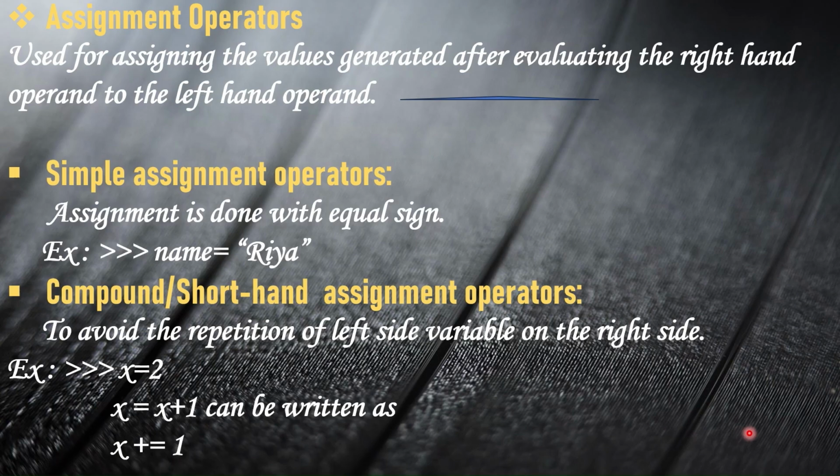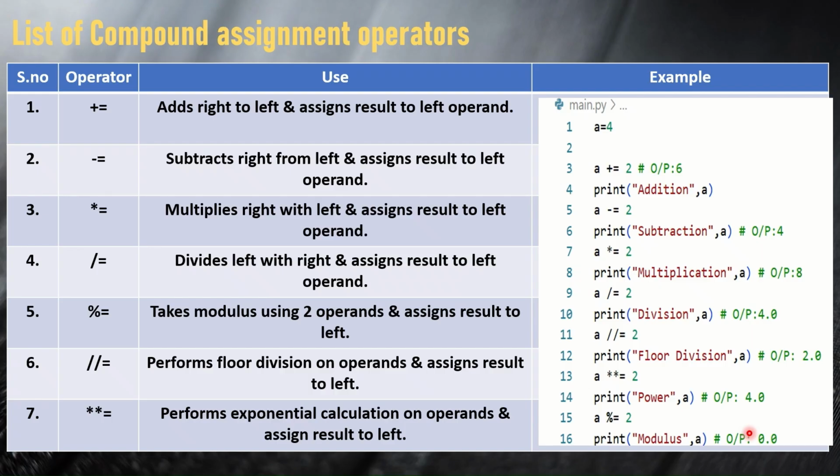Now let's see the next operator. But before we go to the next operator, let's see the list of compound assignment operators that we have. Here I have given a table with each operator and its use, along with examples. The first operator is plus-equals. This operator adds the right operand to the left operand and finally assigns the result to the left operand.